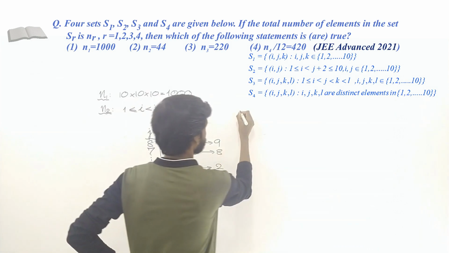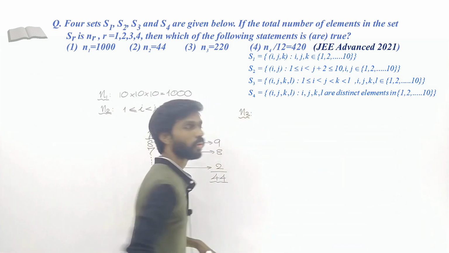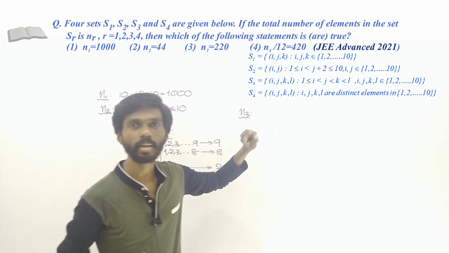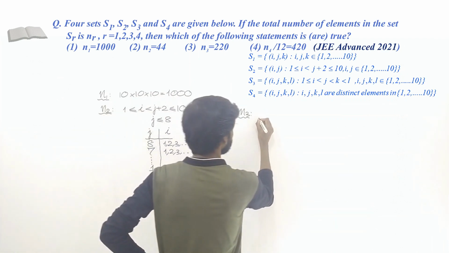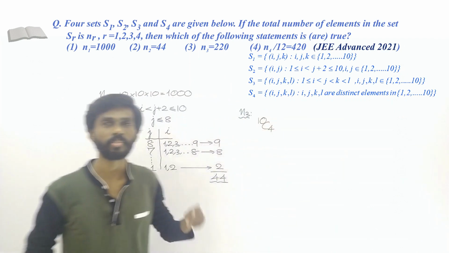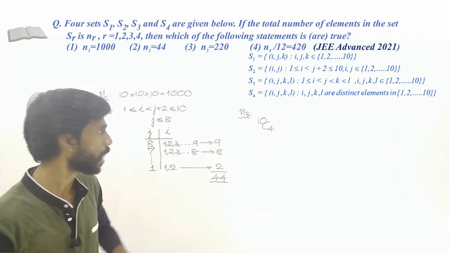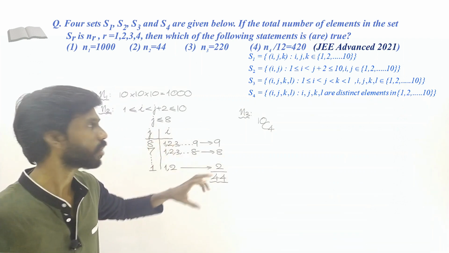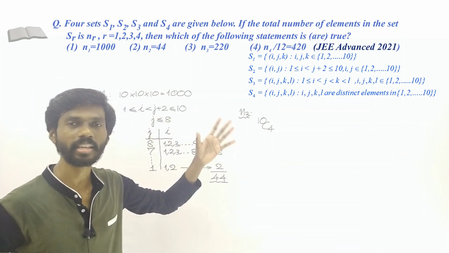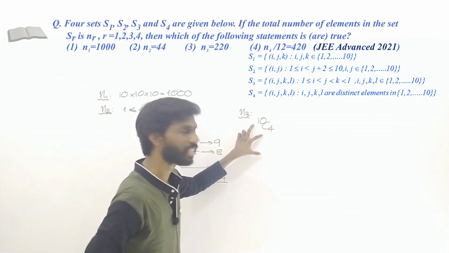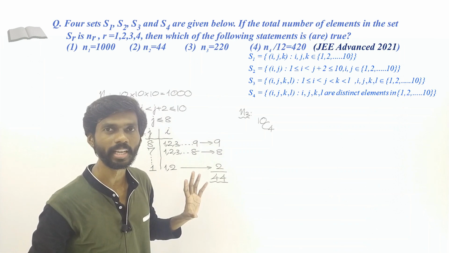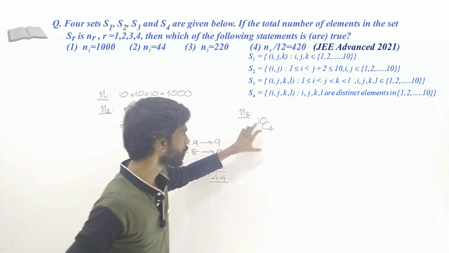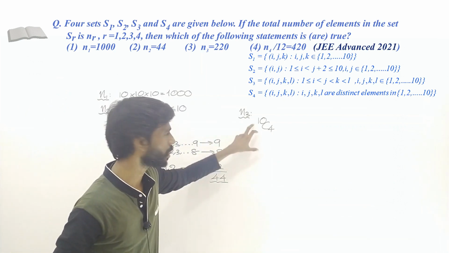Similarly, let's find n3, the number of ways to form the set S3. S3 contains a combination of 4 letters, i, j, k, l. So among the 10 numbers, we need to select 4 numbers first. So 10C4. We've selected 4 numbers from the 10 numbers 1, 2, 3 up to 10. Now we have to arrange them. How many ways can you arrange them? There's only one way, because the arrangement is automatically done. It is given that i is less than j, less than k, less than l. So no arrangement: once you've selected the numbers, the smallest number will be taken as the value of i, the next number is j, etc. So only selection is our job. This is the value of n3.